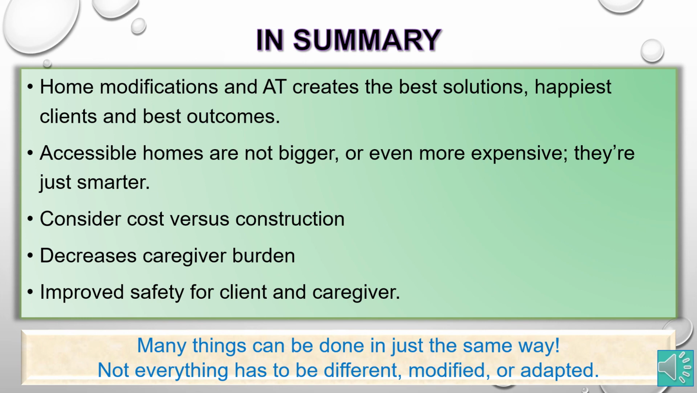So in summary, home modification and assistive technology create the best solutions, happiest client, and best outcome. Accessible homes are not bigger or even more expensive. They are just smarter. You also need to consider the cost versus construction. It greatly helps to reduce the caregiver burden. And most important, it improves the safety of the client and the caregiver.